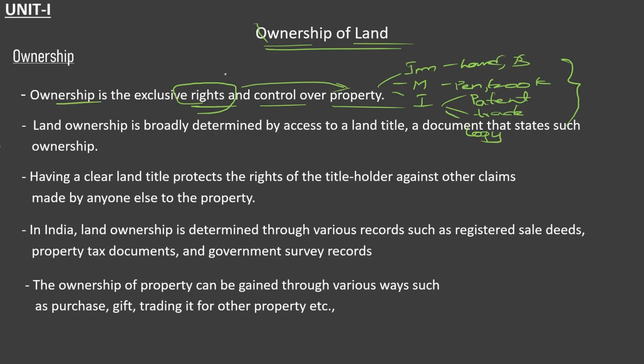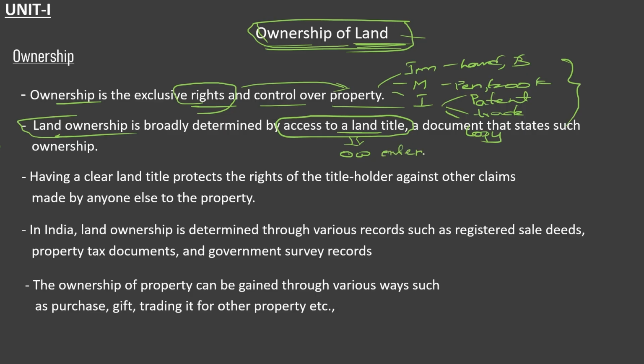Land ownership. In this concept, we are learning only about ownership of land, that is immovable property. Land ownership is broadly determined by access to land title. So how can we determine the ownership of a land? By accessing the land title, a document that states such ownership. This document states who is the owner of the land, what is the extent of the land, where the location of the land is, etc. All these details are present in the land title.